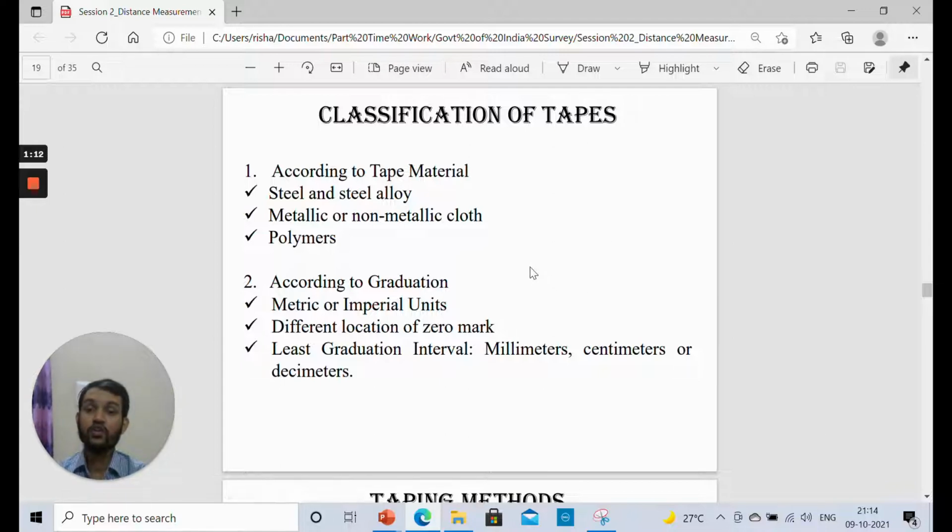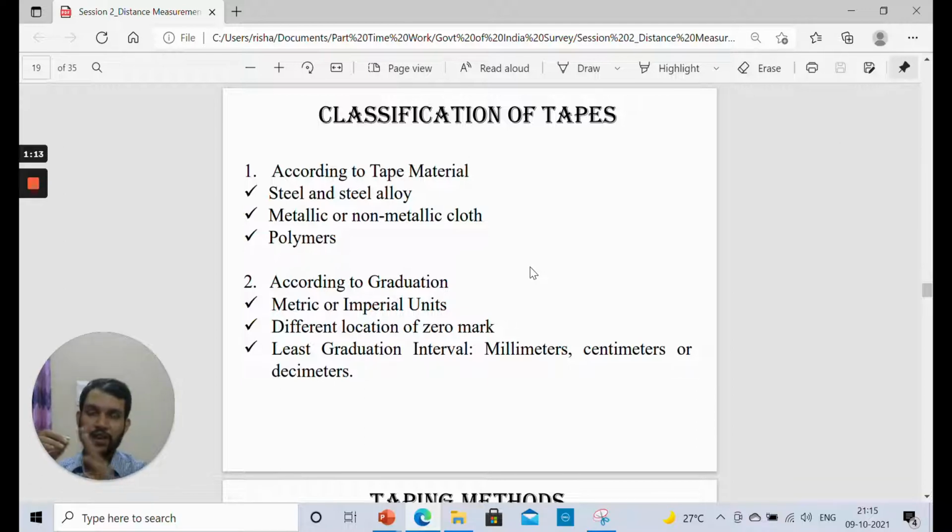Next one, it can also be classified based on different location of zero mark. The zero mark, the initial point of the tape, this is also very important to understand, because we often tend to ignore this. The location of the zero mark on the tape is at times not obvious, because when the tape is starting, it has also got a handle attached to it. So sometimes the zero mark just starts from the starting point. Certain readings are even not displayed, because the steel portion through which that tape is attached to that handle is hidden.